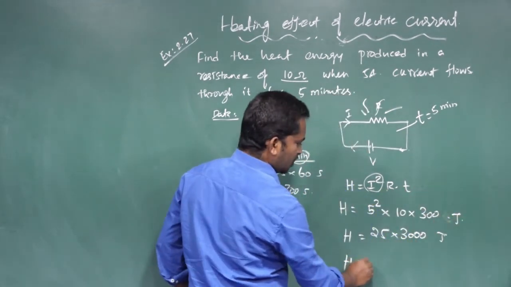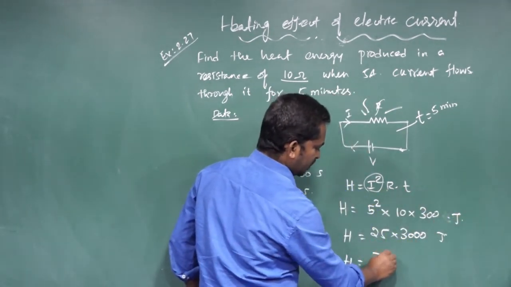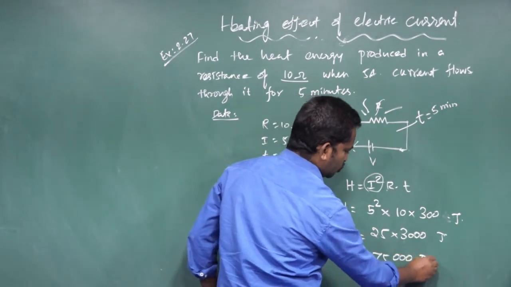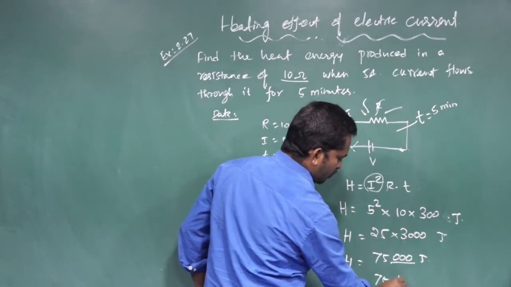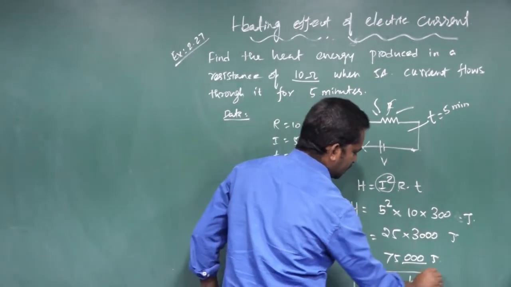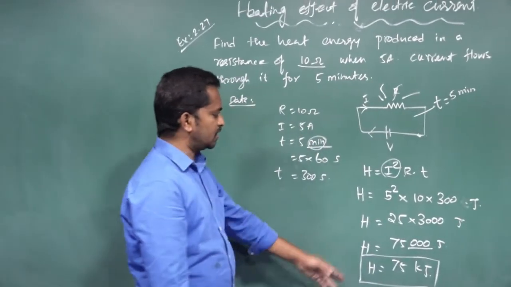So H is equal to 3 into 25, 75,000 joule. So heat energy is equal to 75,000 joule, 1 kilojoule, so 75 kilojoule. These are the direct equations.